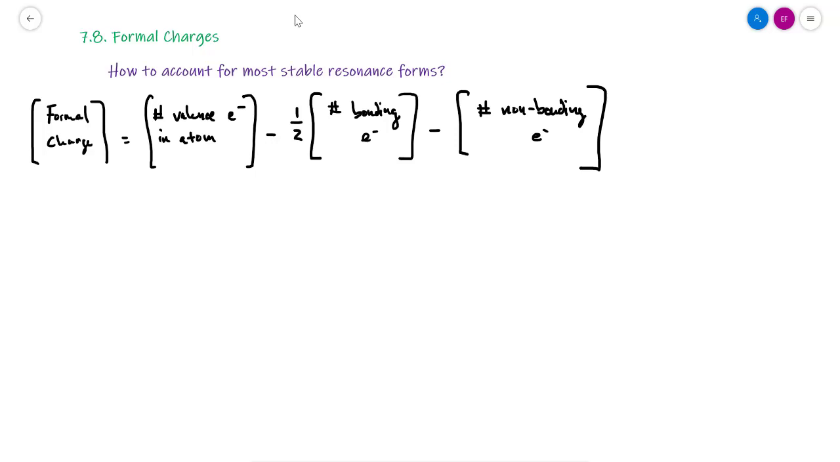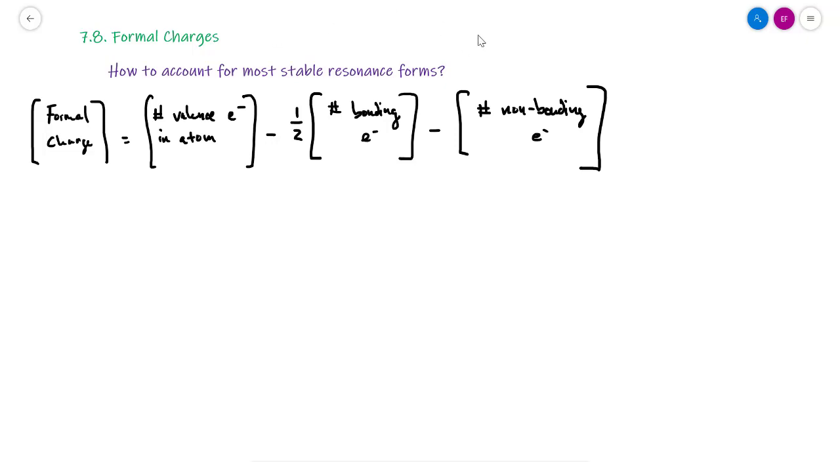Okay, so following on the heels of resonance forms and resonance structures, sometimes molecules will have multiple resonance forms, but some of them are more stable than others. And so often we want to assign or rank the stability of different resonance forms. This is especially true when you have molecules that aren't symmetric.